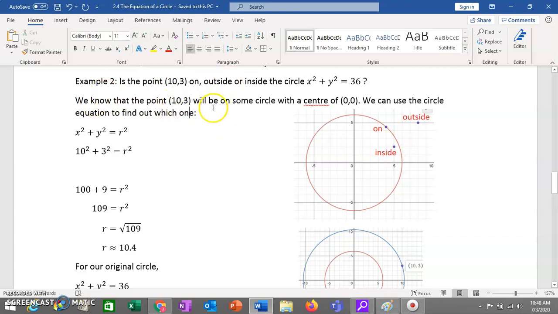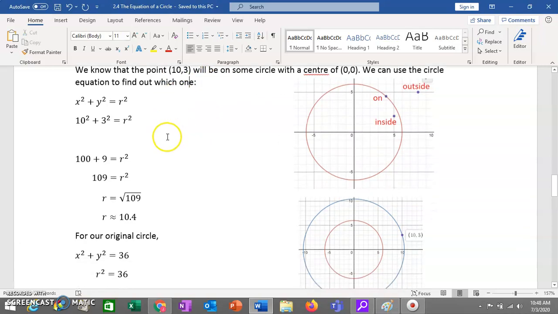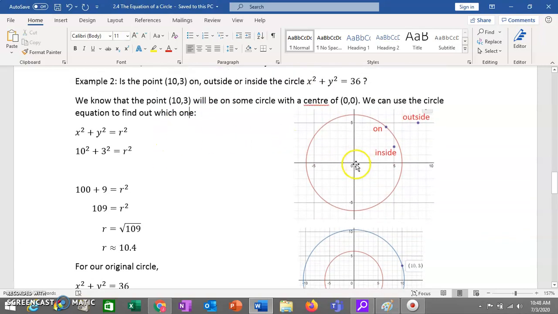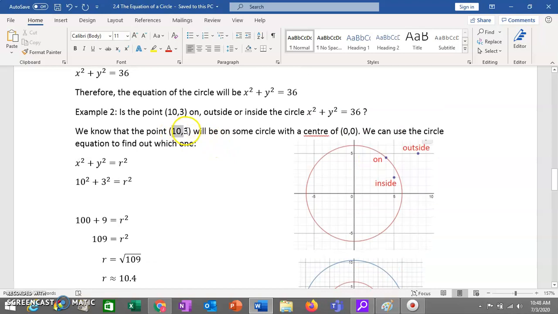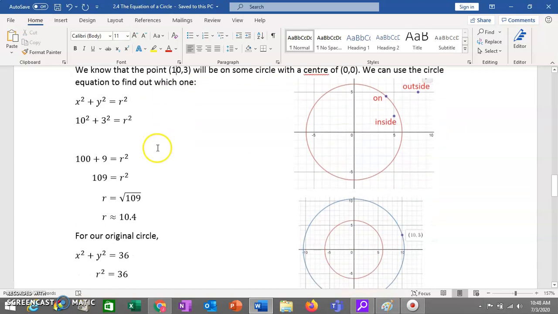How do we know if this point is on the circle, outside the circle, or inside the circle? Well, what we can do is calculate the radius of this circle. We know that (10, 3) is on some circle with the center at (0, 0), because no matter where (10, 3) is, let's just say it's somewhere over here, you could still draw a circle centered in the middle that would contain that point. So (10, 3) is on some circle.